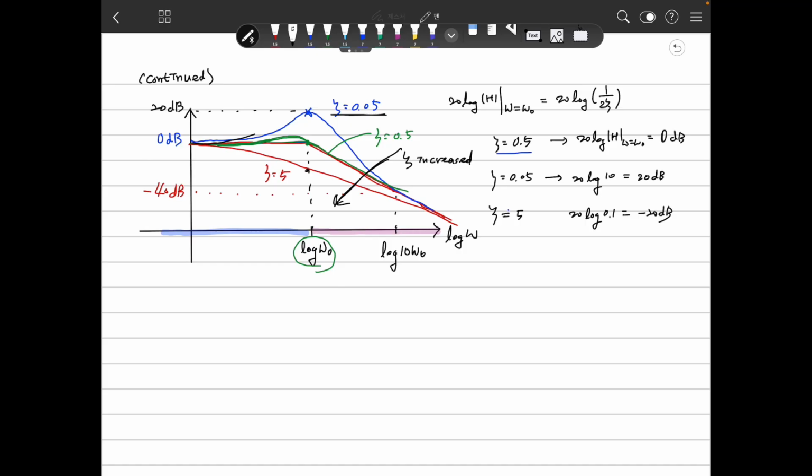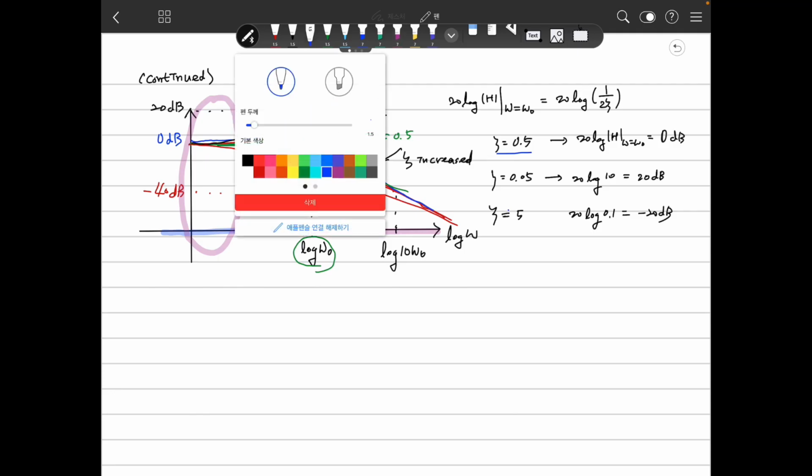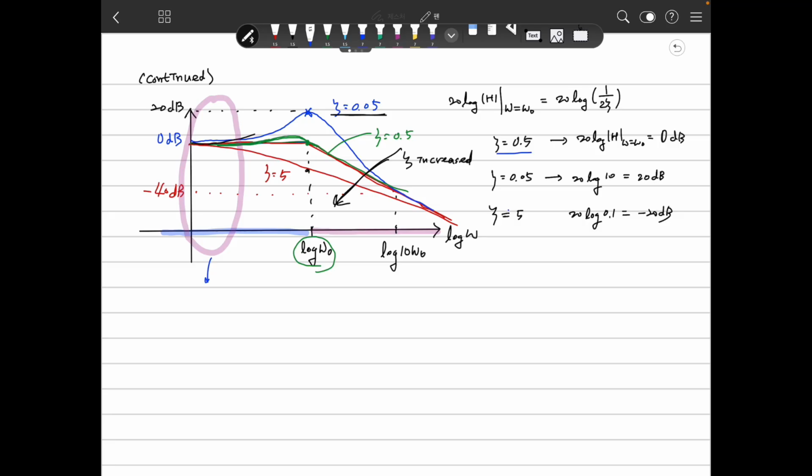So when the frequency is very low, here, then the gain is 1. But how about here? At this point, when the frequency is omega zero, the gain is 10. What's the meaning of that?